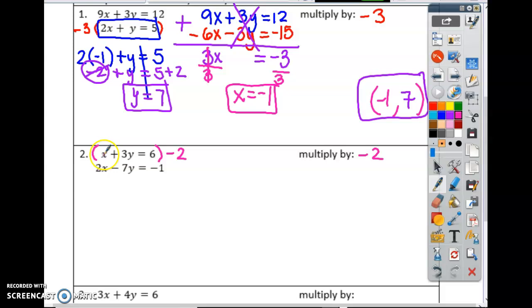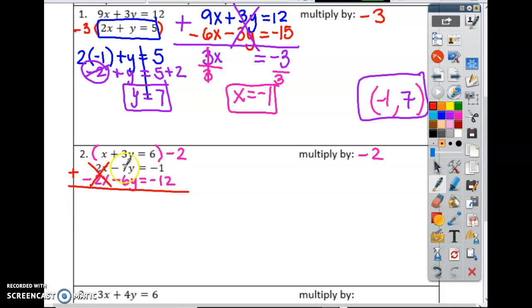So what's x times -2? -2x. What's 3 times -2? -6y equals, what's 6 times -2? -12. Okay, now I can take both of my equations and I can add them, and my x will cancel. It will be eliminated because a positive and a negative will cancel. Okay, then you add the rest of it.